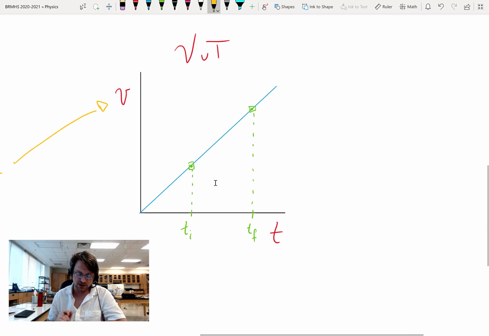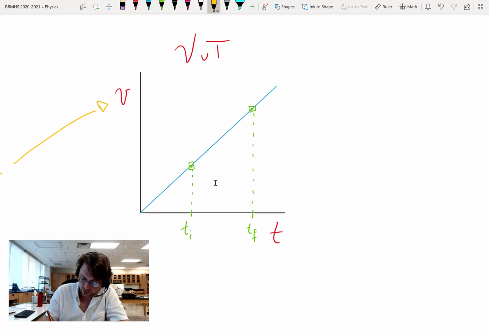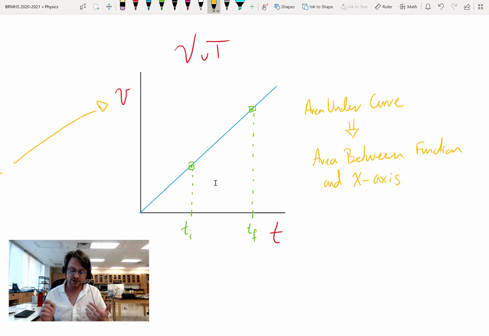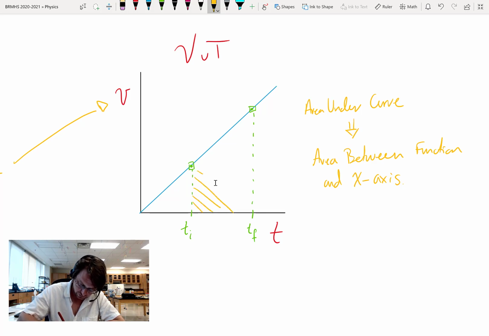Over here on the velocity time graph, we're now going to look at something that's not the slope, but something we call area under the curve. Area under the curve is the same thing as looking at the area between the function and the x-axis. So the function is our blue line, and the x-axis is actually the time axis. Okay, so where is that area under the curve right now? It's going to be this area that I've bound between initial time and final time.